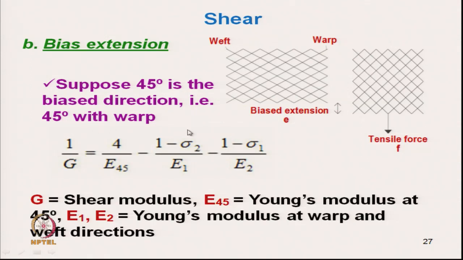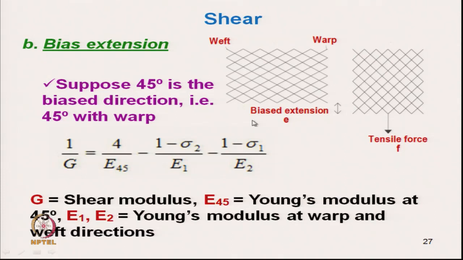Now, we will use this equation, which is 1 by G equal to 4 by E 45 minus sigma 2 by E 1 minus sigma 1 by E 2. So, what are these values? G is the shear modulus of the fabric and E 45 is the Young's modulus at 45 degree.